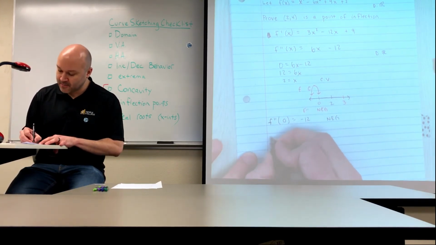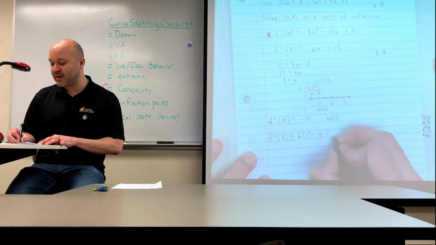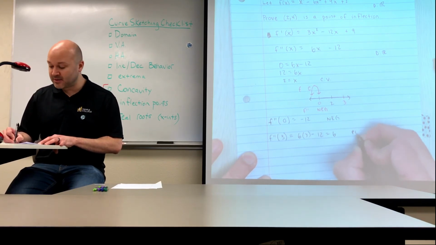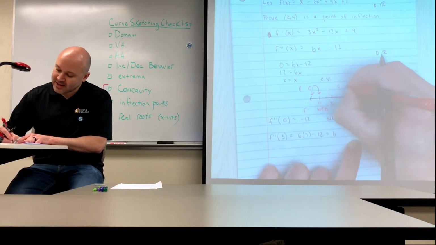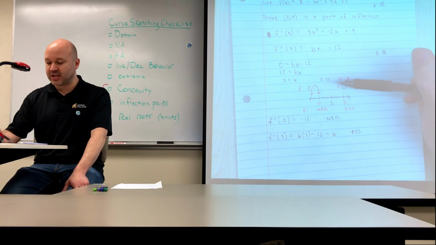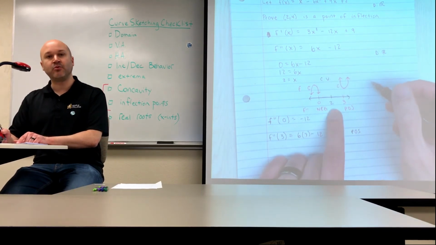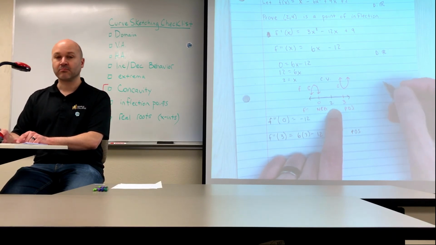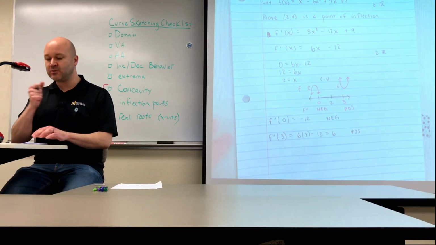I'm now going to test 3. 6 times 3 minus 12. 18 minus 12 is 6. What I really care about here is the fact that it is positive. So I am concave up, like a cup. So yes, there is a change in behavior when x equals 2, meaning I have an inflection point when x equals 2. If I want to actually find the point, I go back to my original function.